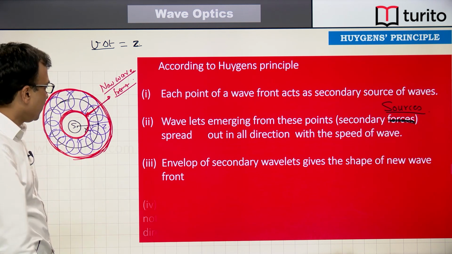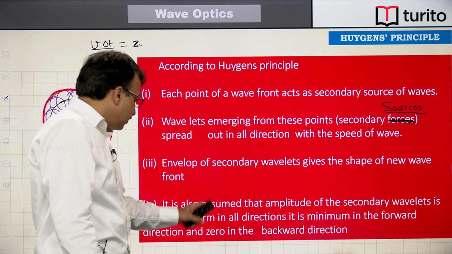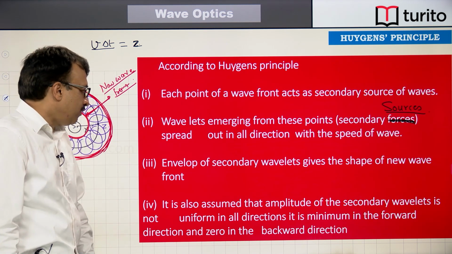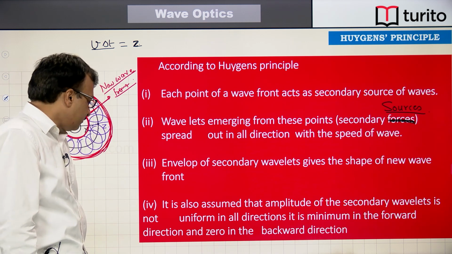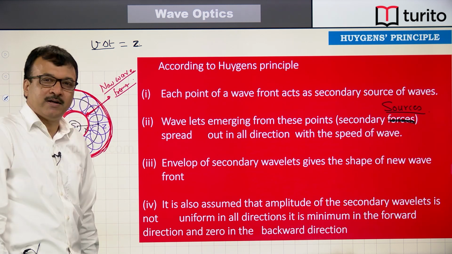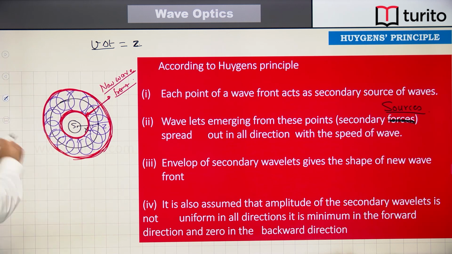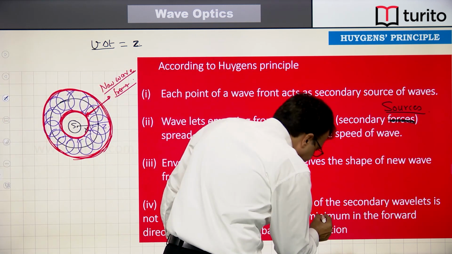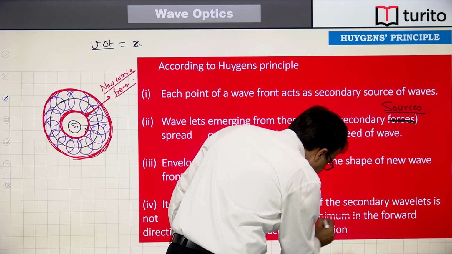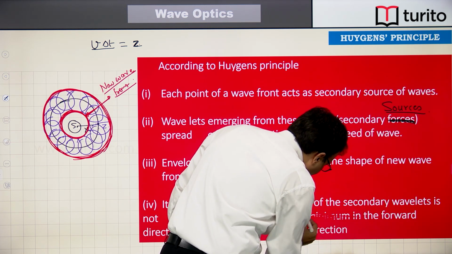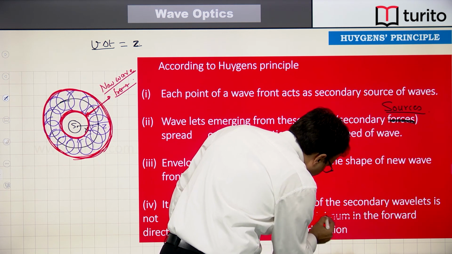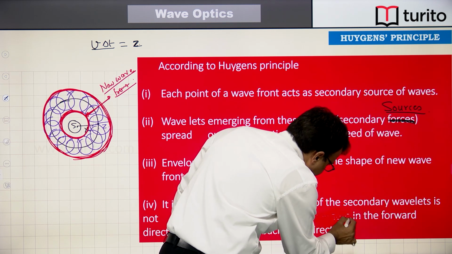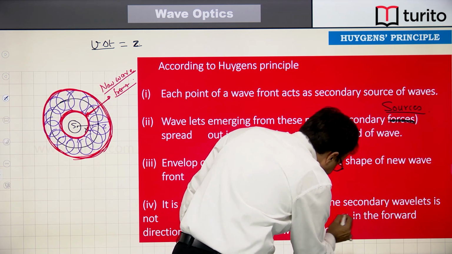Okay. The fourth point is, it is also assumed that the amplitude of secondary wavelets is not uniform in all directions. It is minimum in the forward direction and 0 in the backward direction. Uniform in all directions, it is, let me make a correction here, it is maximum, it should be maximum here.